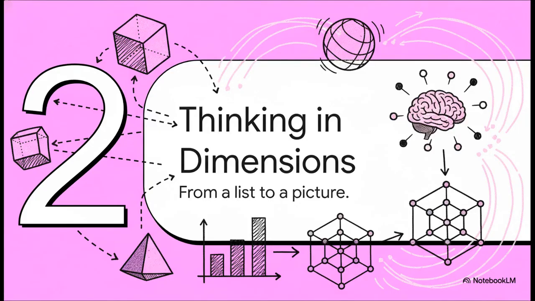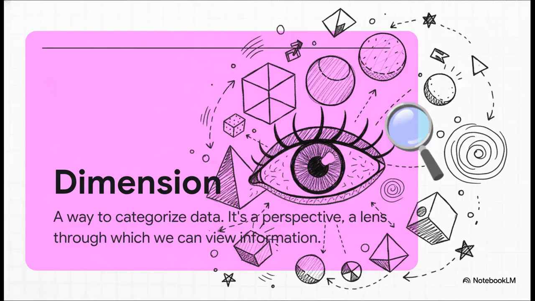Okay, so how do we add that crucial context? Well, we do it by thinking in dimensions. This is the key. This is how we take a simple list of numbers and start building a real picture of what's actually happening. Now, don't let that word dimension freak you out. We're not about to get into some crazy theoretical physics here. A dimension is really just a way to categorize your data. Think of it like a lens, a certain perspective you can use to look at your information.